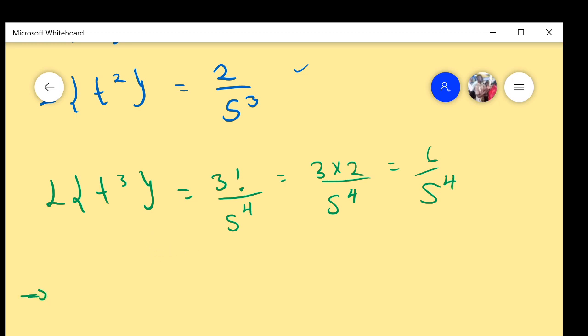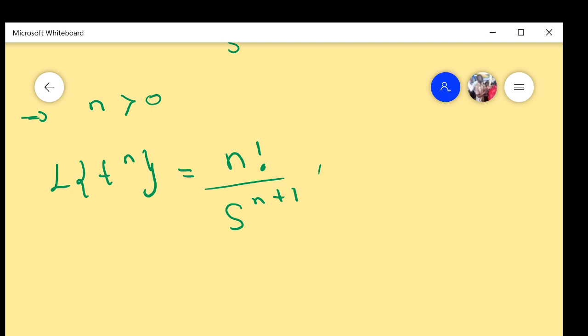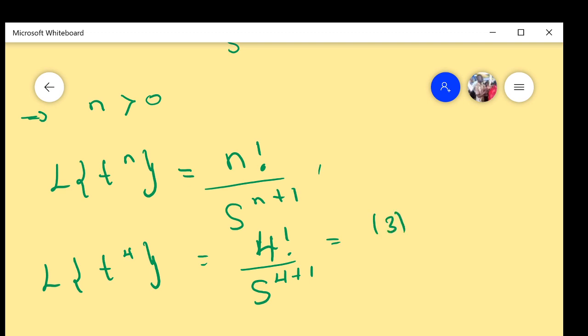So this implies that for any positive integer n, if I have the Laplace transform of t to the power n, then the general formula is n factorial over s raised to the power n plus 1. So if I have the Laplace transform of t raised to the power 4, then I get 4 factorial over s raised to the power 4 plus 1, which is 4 times 3 times 2 times 1 over s raised to the power 5.